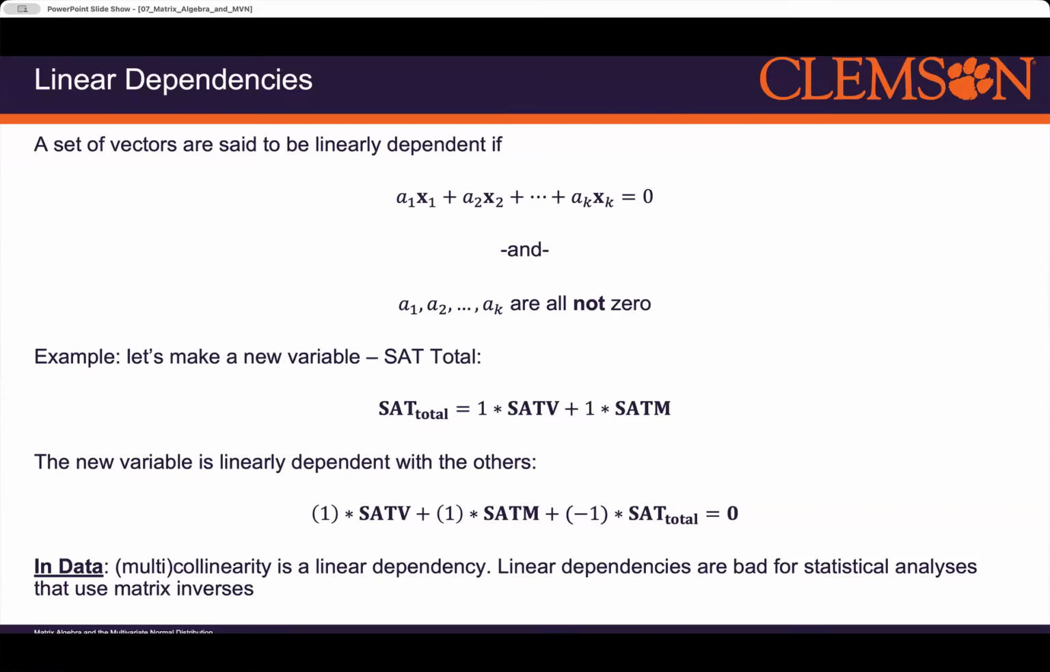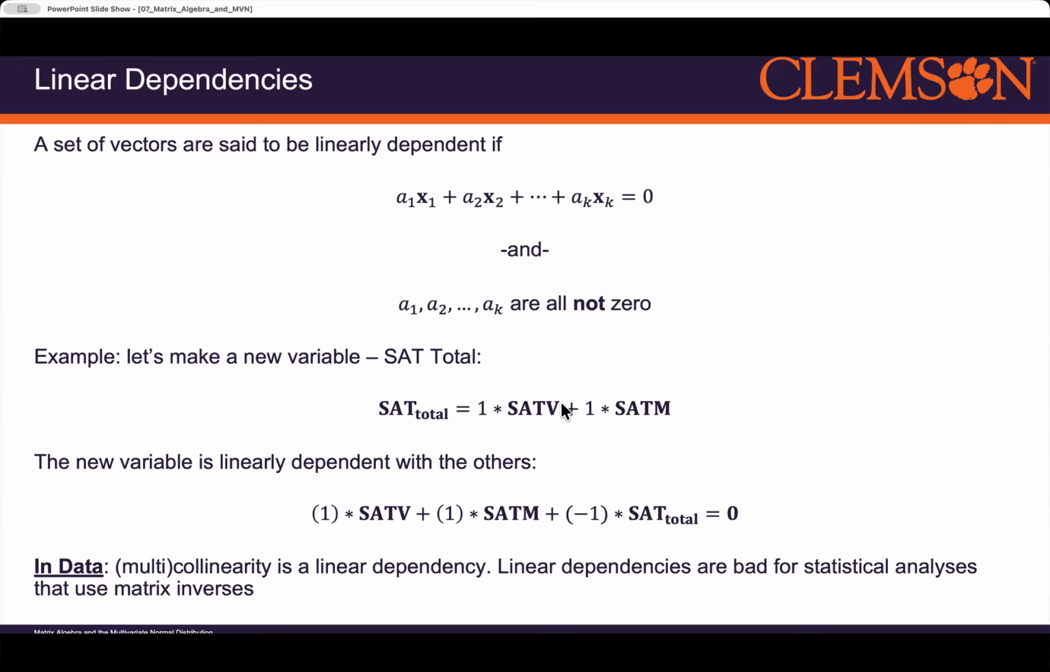For a set of vectors, we have to define something called linear dependencies, right? A set of vectors is said to be linearly dependent if the sum of a linear combination is equal to 0 and all of the a's are not equal to 0, right? So let's take an example for this definition. Let's imagine we're forming SAT total, right? Where we have a 1 for SAT math, and a 1 for SAT verbal, multiplying each.